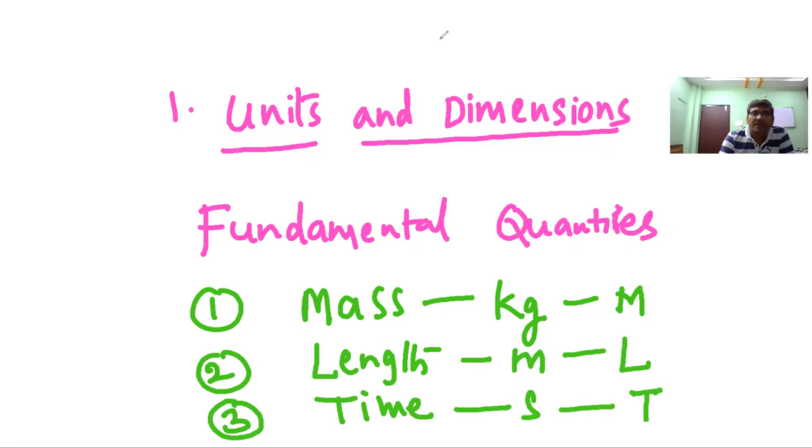So here, these three things, M, L, and T, are basic fundamental quantities from which we derive so many dimension formulae for other derived quantities. Let us see the other fundamental quantities.